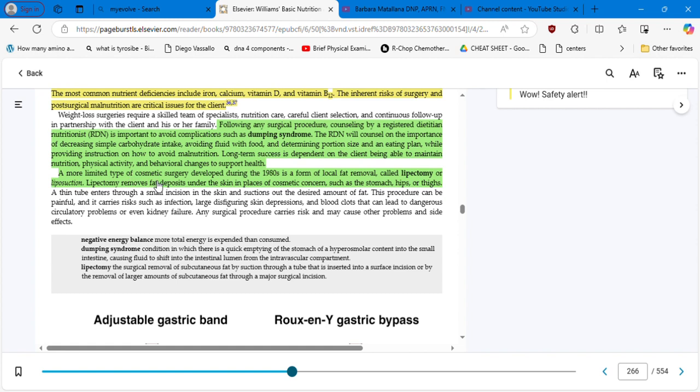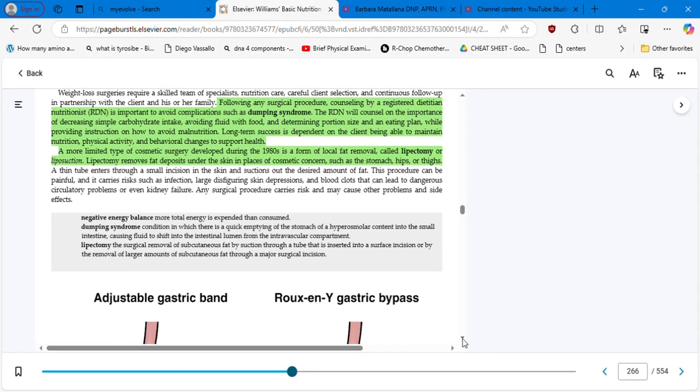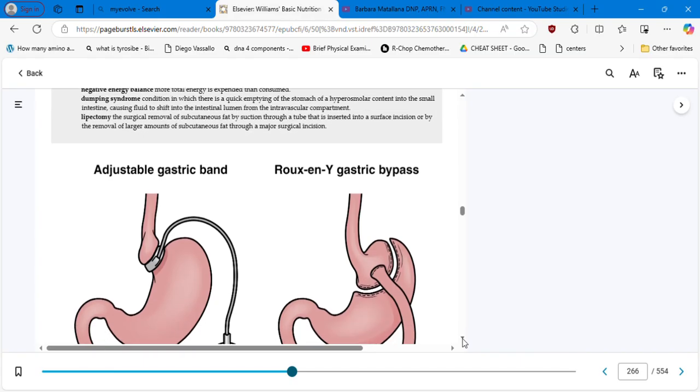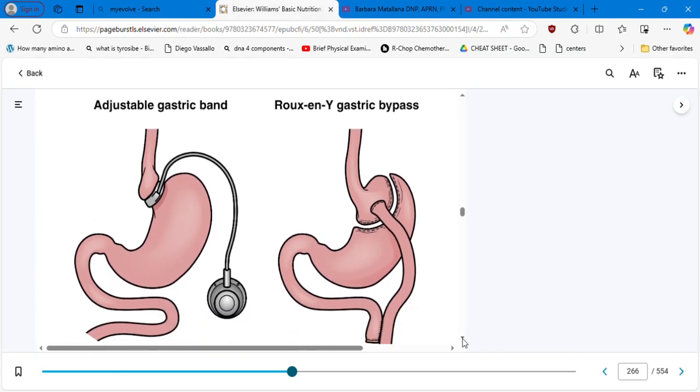A more limited type of cosmetic surgery developed during the 1980s in a form of local fat removal, which is lipectomy or liposuction. I don't like that because if the doctor is not an expert, bumps can be created in the area where liposuction was conducted. I've seen patients that have a nice flat abdomen, but on the side they have kind of bumps years after the liposuction. Anyway, so here is the adjustable gastric band, okay?